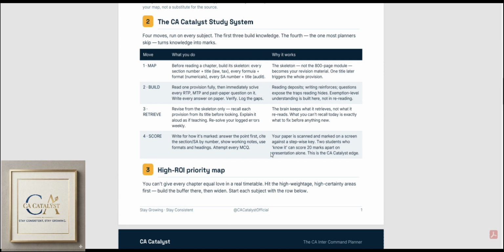Just 1 or 2 lines you have to mention, because you have to be well versed with what the section number is and what the section covers. Every format, formula, every section number, title, audit title, you need to know that. All of this should be mapped for each subject that you are appearing for.